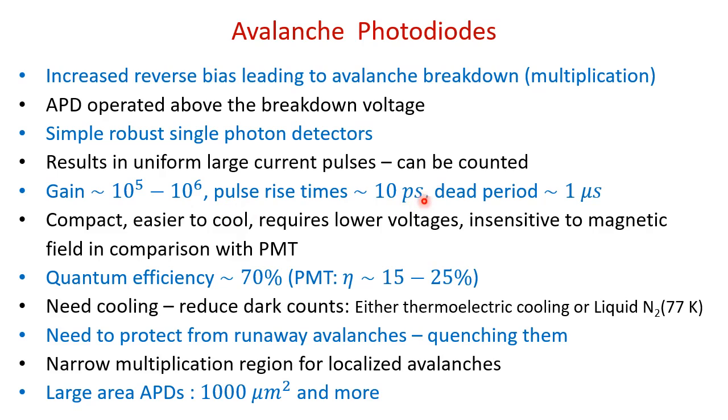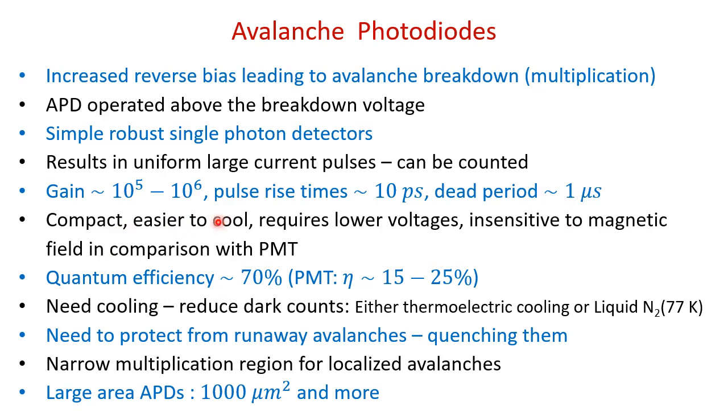And there has to be a quenching of the avalanche, and that quenching roughly gives you a dead period of 1 microsecond. This is a period within which if the next photon comes, you won't be able to distinguish between the original one and the next one, and hence there is a dead period within which the detector is ineffective to distinguish between the two, right?